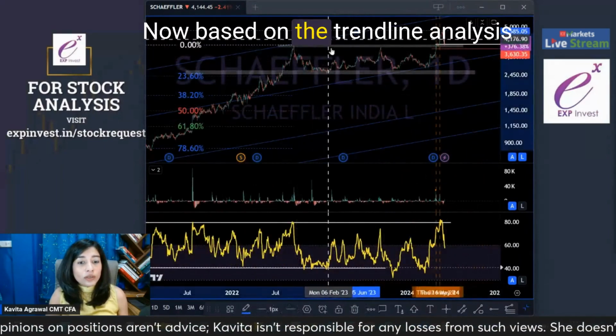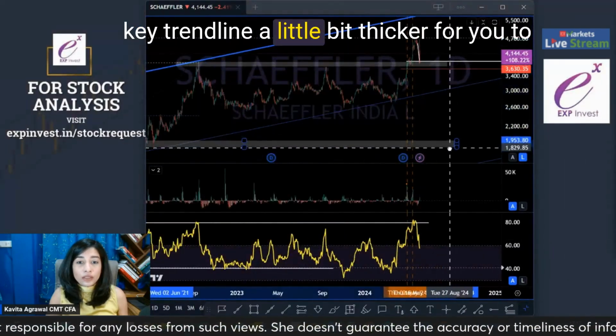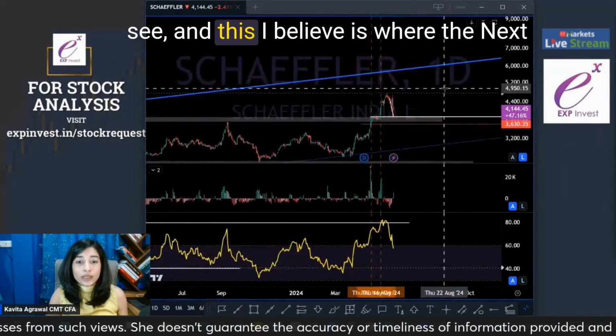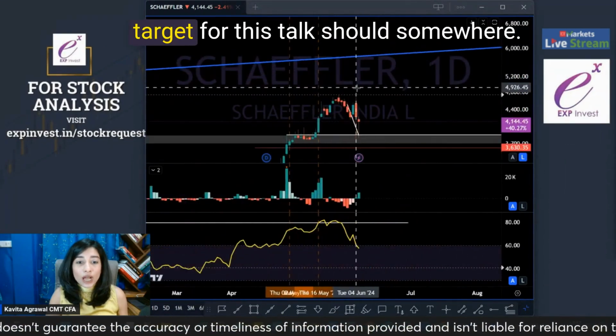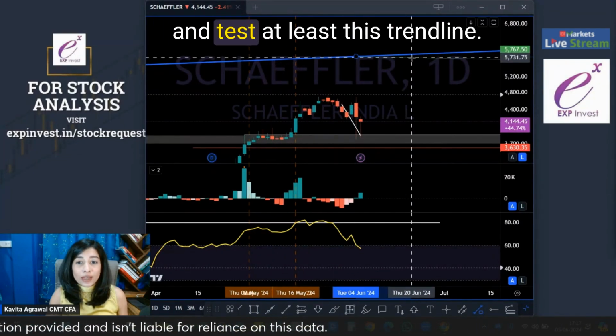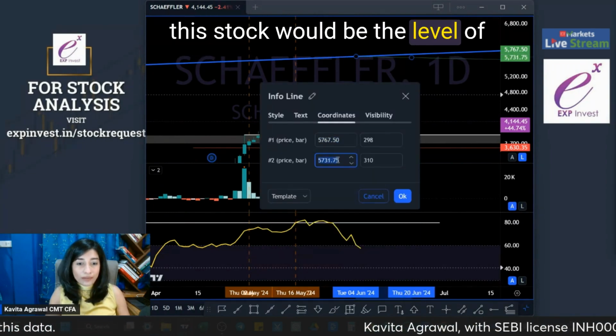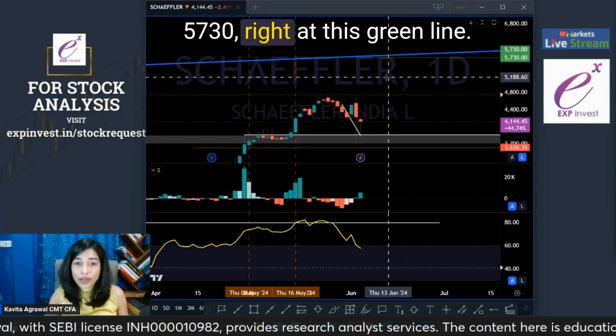Now, based on the trend line analysis we've done so far, I'm going to make this key trend line a little bit thicker for you to see. And this, I believe, is where the next target for this stock should be. So I would expect this stock to go and test at least this trend line. A conservative target for this stock would be the level of 5730, right at this green line.